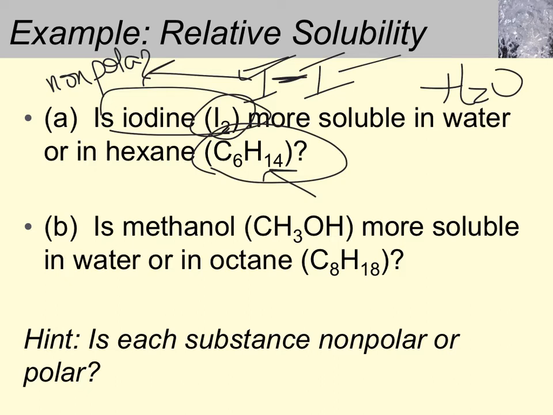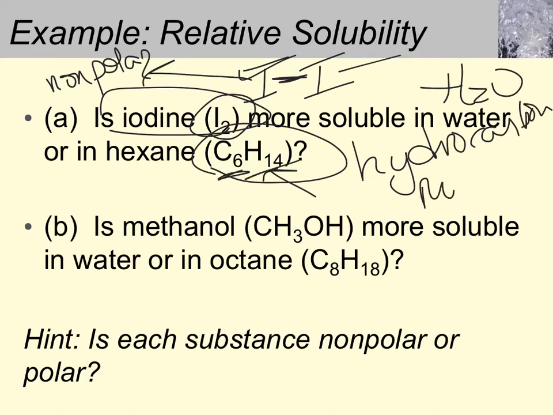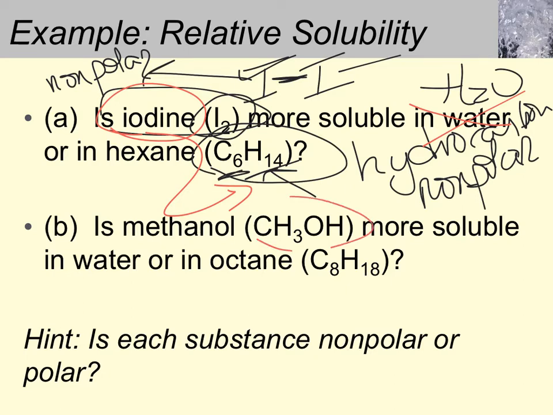And then look at the solvent. Is it polar or nonpolar? I'm hoping that you remember that when you have hydrocarbons, compounds that only have carbon and hydrogen in them, they are nonpolar. The electronegativity of carbon and hydrogen are very similar to one another, so those are all nonpolar bonds. So iodine would be more soluble in hexane and would not be expected to be soluble in water, which is polar. All right, methanol. Would it be more soluble in water or octane?